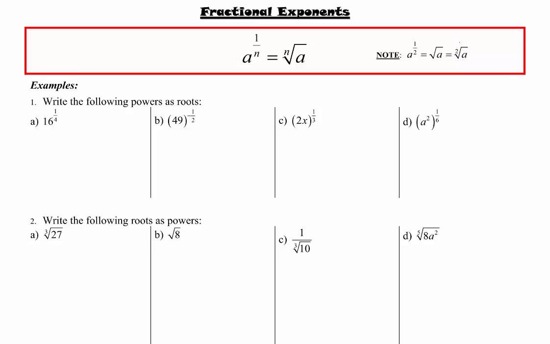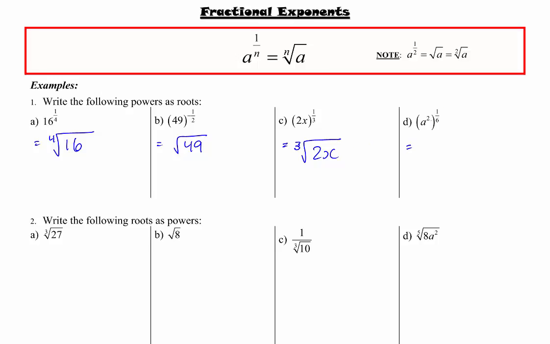So the first question says write the following powers as roots. 16 to the power of a quarter would be the 4th root of 16. I'm not evaluating, I'm just writing them as roots. 49 to the power of a half would just be the square root of 49. I know that's 7, just like I know the 4th root of 16 is 2, but I don't need to write the answers. 2x to the power of a third is just going to be the cubed root of 2x.